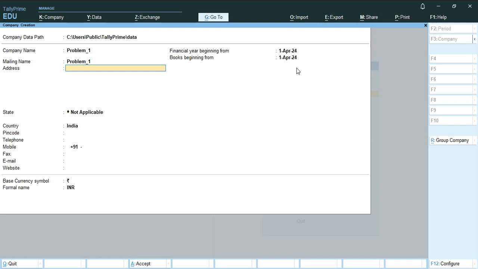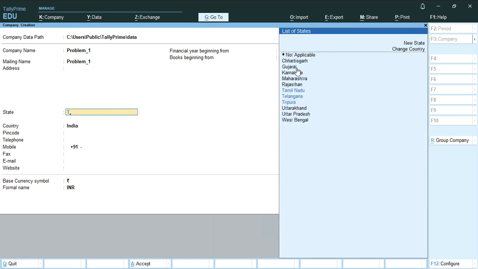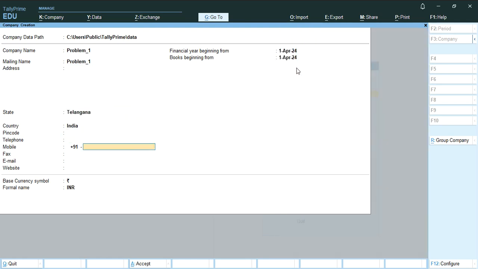Then give the mailing details, addresses and state. Presently we do not have all these things, so I am skipping them. Press enter. And this is a very important thing: financial year beginning from and books beginning from. These two are very important. Financial year is nothing but 1st April to 31st March. Enter.